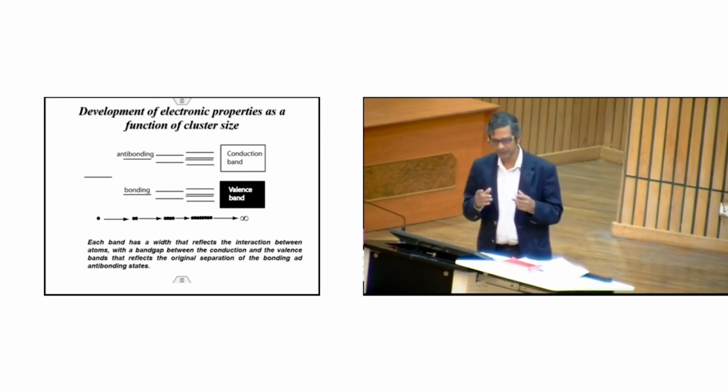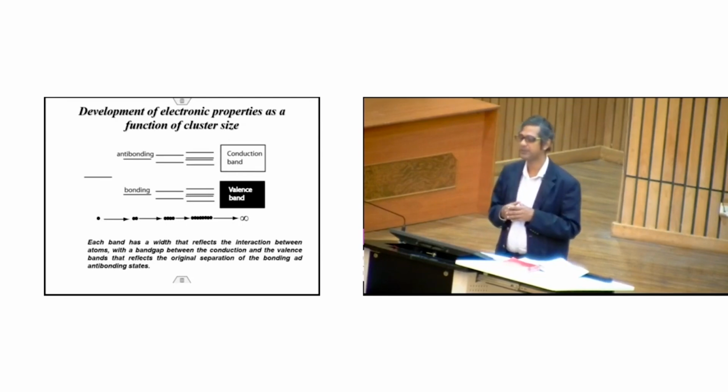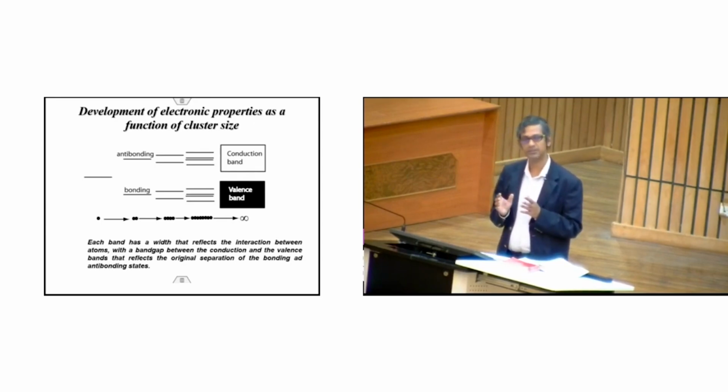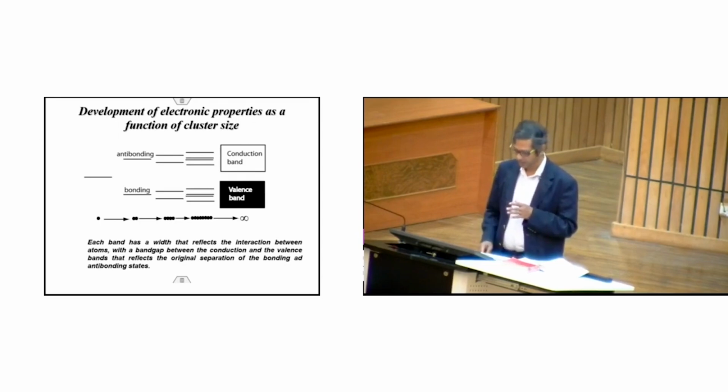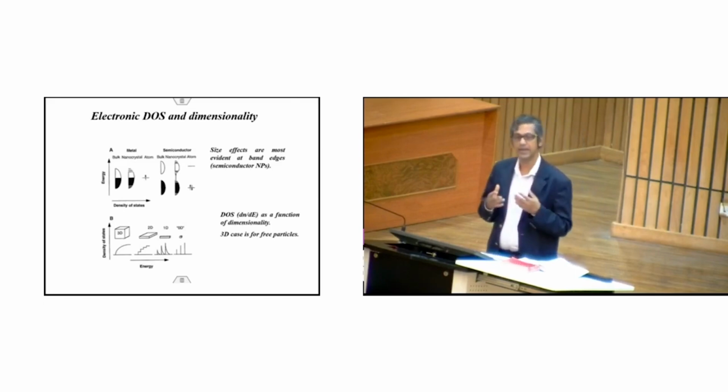Each band has a width that reflects the interaction between the atoms, and the band gap between the conduction and valence bands reflects the original separation of the bonding and anti-bonding states. This is something which you should remember. So now what happens when you have nanoparticles, right?